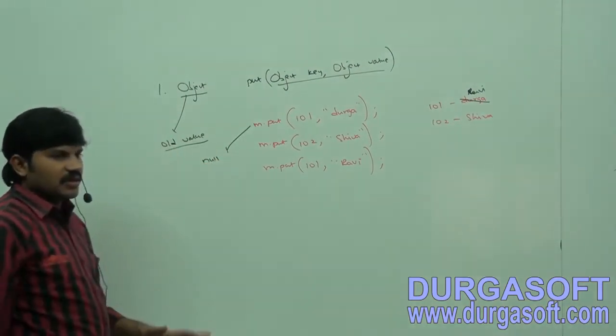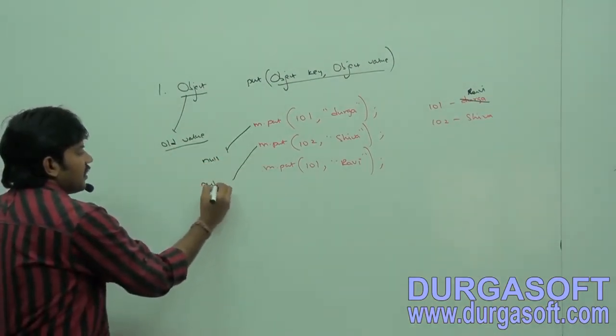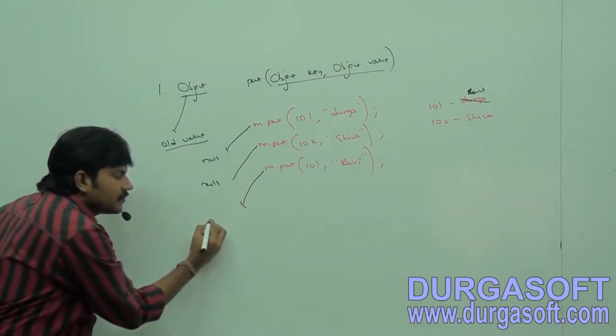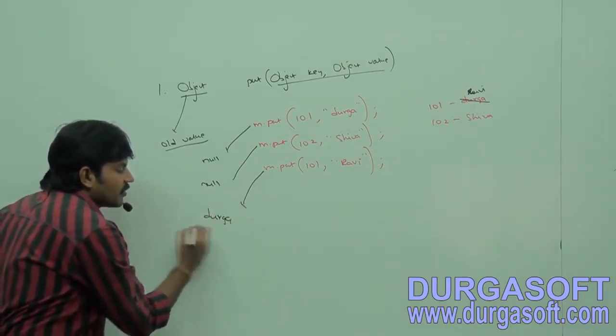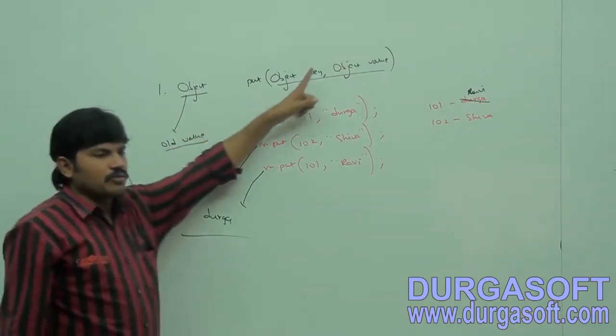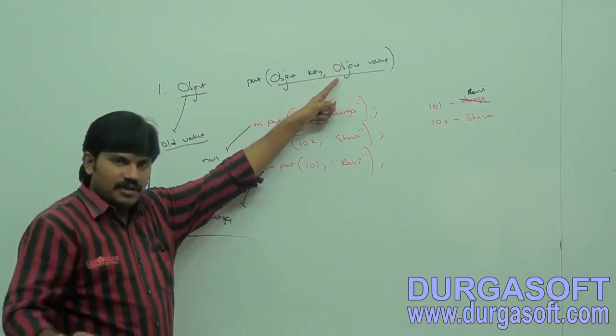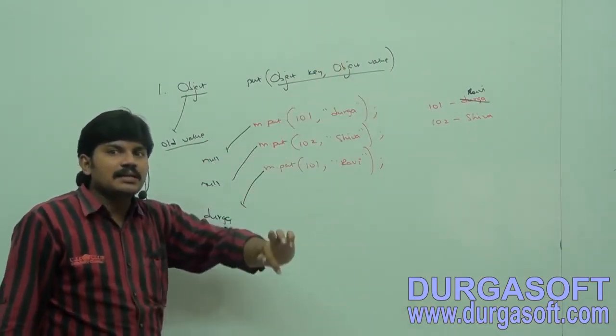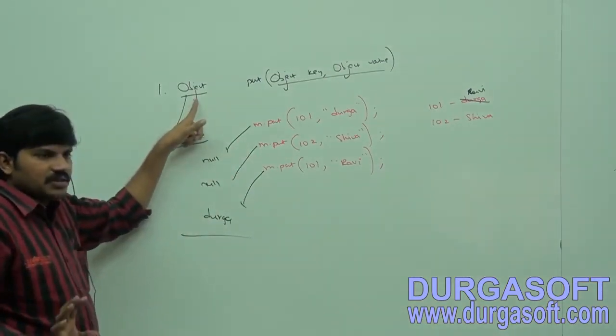Boss, this key is not there, so in this case null will be returned. We didn't replace anything. But in this case, which value will be returned? Durga will be returned. Are you able to understand? The put method adds one key value pair to the map. If a key is already present, then the old value will be replaced with the new value and it returns the old value, right? Okay, this is about the put method.